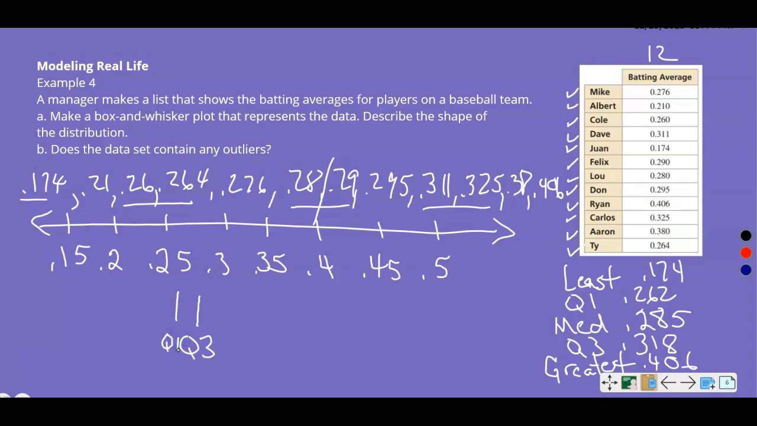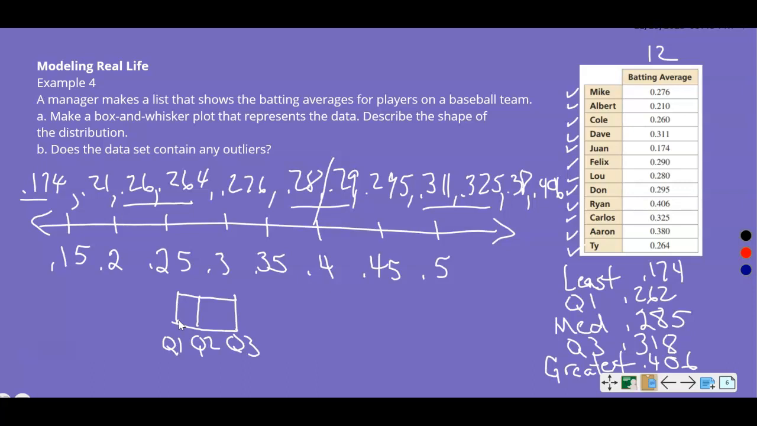All right, and Q3 is 0.318, between 0.30 and 0.35. So that would be right in here. And that is actually my Q3. I don't know why I put Q3 in the middle. I always start with Q2, and I know that, but for some reason I wrote Q3. Let me rewrite that so that that's easier to read. All right, so this is Q1, Q2, and Q3. So I started in the middle with my median, and then I found Q1 and Q3.